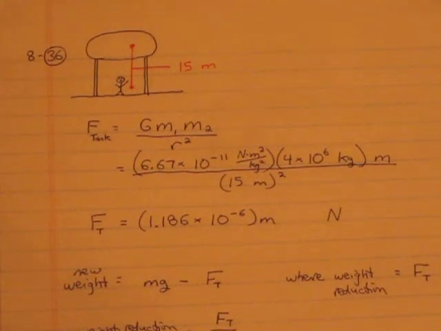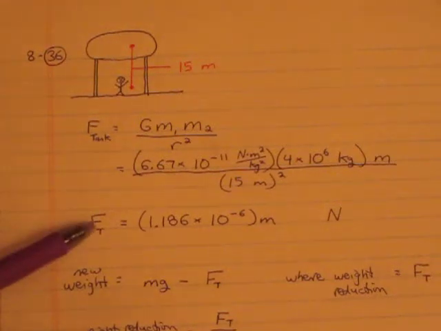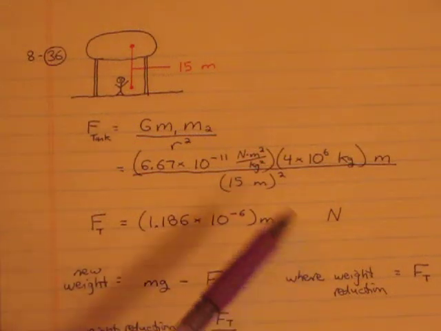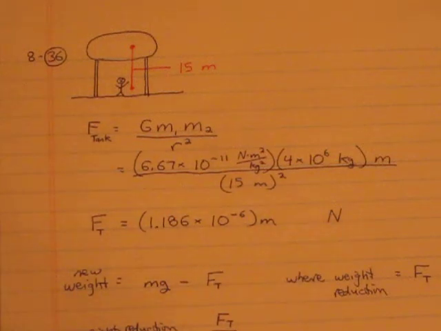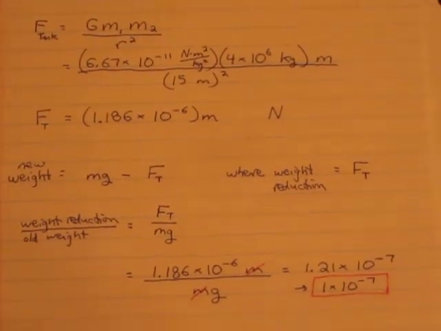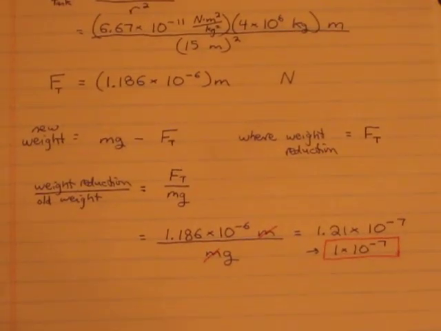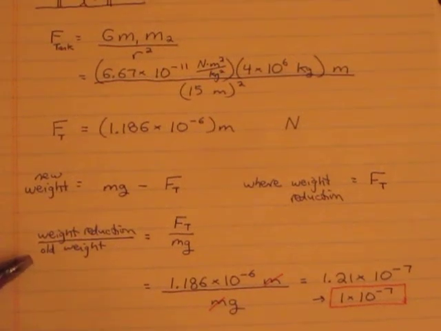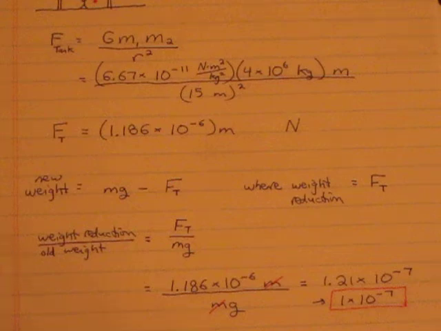Well, the force of gravity from the tank, you can use Newton's equation, plug those numbers in, and you get force of the tank, 1.186 times 10 to the negative 6 times whatever your mass is, and that's the number of newtons. But the question is asking, by what fraction is your weight reduced? And at some point, we expect that mass is going to cancel out. So let's do this. We can say weight reduction divided by your old weight. That'll be the fraction that it's reduced.